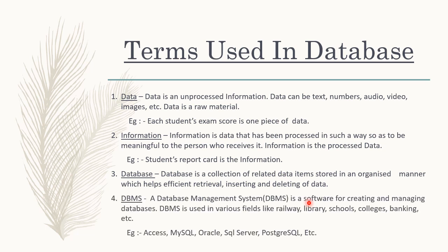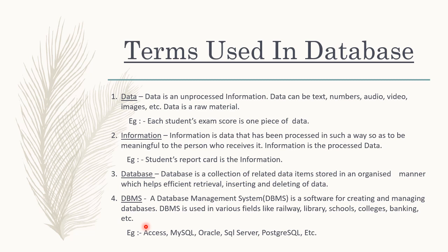Okay, then next is DBMS. What is this DBMS? A database management system. What is the full form of DBMS? Database management system. It is a software for creating and managing databases. So what is DBMS? This is actually nothing but a software. DBMS क्या होता है? ये एक सॉफ्टवेयर होता है जिसमें हम लोग डेटाबेस बनाते हैं. Okay, so DBMS is used in various fields like railway, library, schools, colleges, banking, etc.